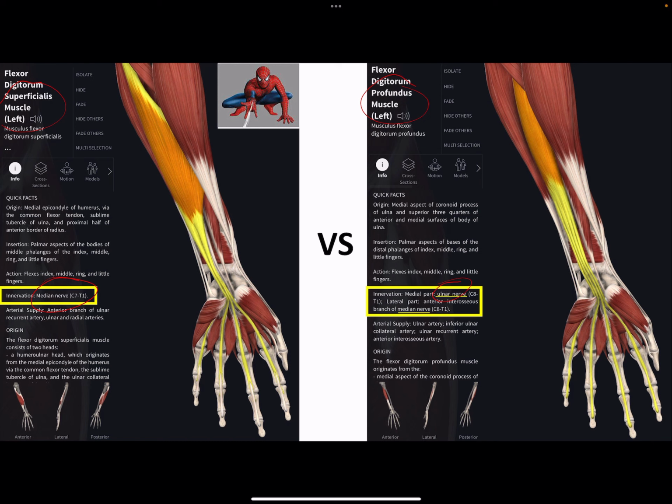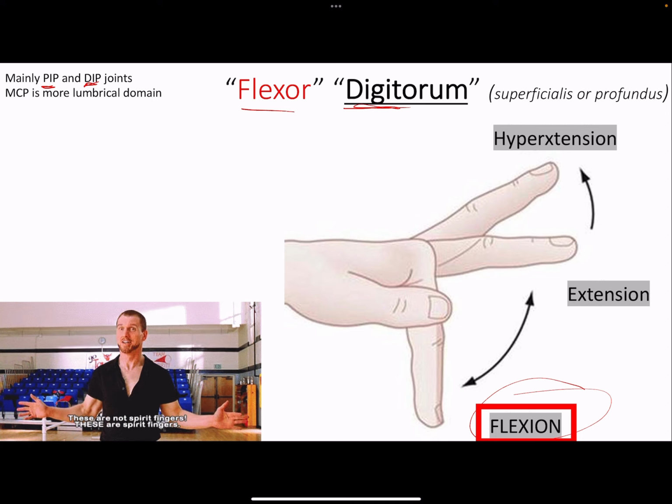So again, the name is helpful. Flexor, it's going to flex. Digitorum, digits meaning the fingers, it is going to flex the digits. So this motion seen here is what these are going to achieve. It's mostly the proximal interphalangeal and distal interphalangeal joints. The superficialis is a little bit more of the proximal, and then the profundus is a little bit more of the distal joint, which we'll see a little bit more in a second. Now, the MCP, the metacarpophalangeal joint, is the lumbrical domain. We're going to cover this again and again, because it's really important to understand claw hand, which we're going to see down the road.